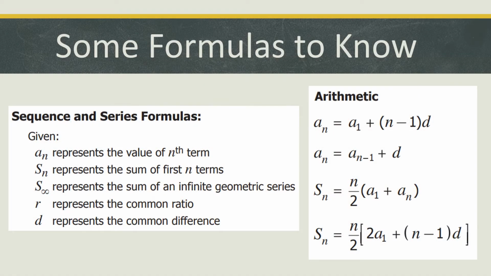Before I get started on that, I do want to show you some formulas. Don't need to overwhelm yourselves with these. I want to show you a couple highlights. The first one is that D represents the common difference. When we're dealing with arithmetic, we're dealing with common difference. And all arithmetic means that we have a sequence of numbers that changes by a common difference each time.